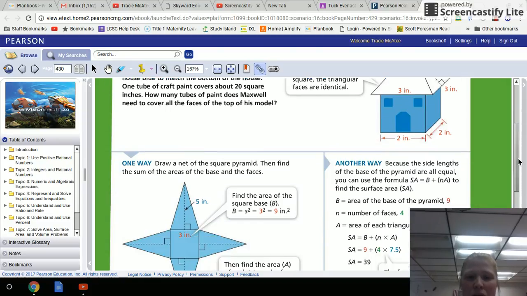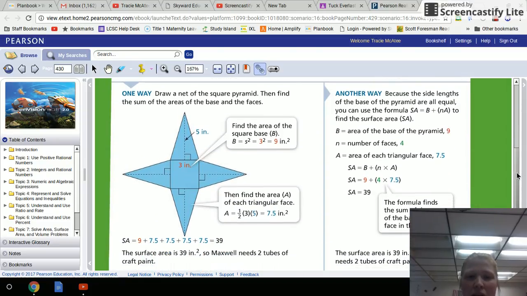Okay, so one way to do that is to draw a net of a square pyramid. You'd have your square here as your base, and you would fold out your triangles like so. So you'd have your net laying face down on your paper, for instance. Then you would need to find the area of the base, which is a 3 by 3. It is a square. So 3 squared, or 3 times 3, equals 9.